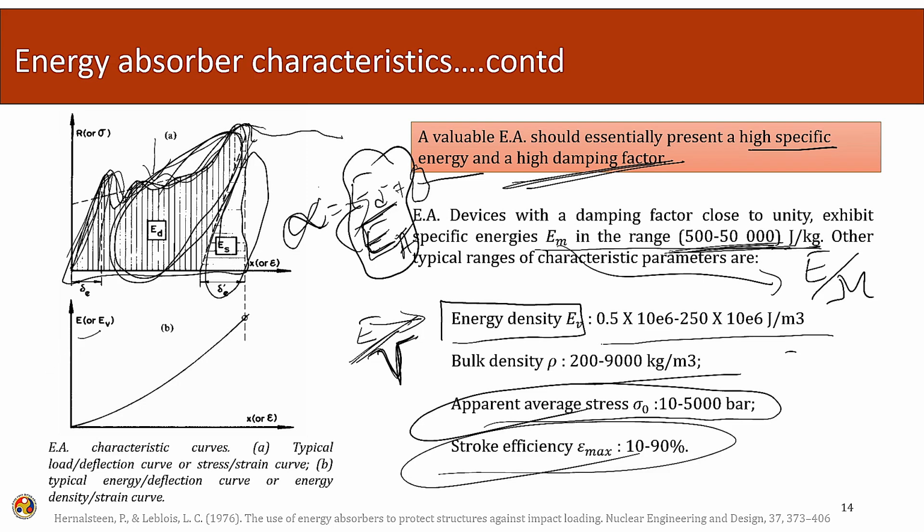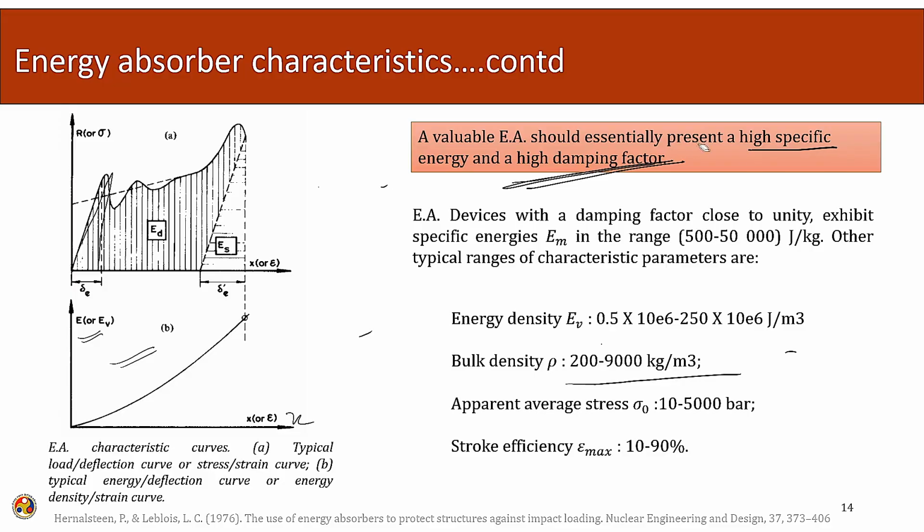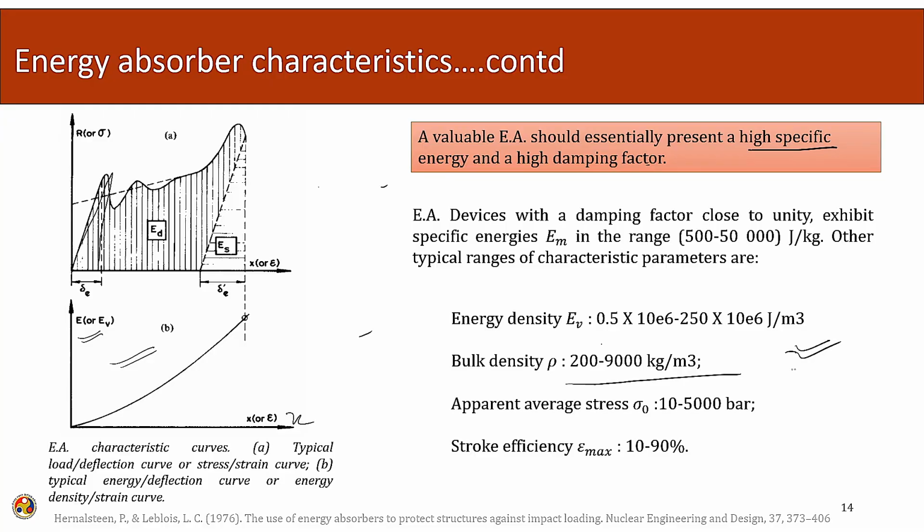And this is a curve of the energy versus the stroke length. This is a typical energy deflection curve, or energy density strain curve also. These are the typical signatures of energy absorbing materials: the high plateau region, the energy absorbing region, and these are the numbers associated with the energy absorption, be it specific energy or energy density. And this gives the efficiency of one energy absorbing system over another system.